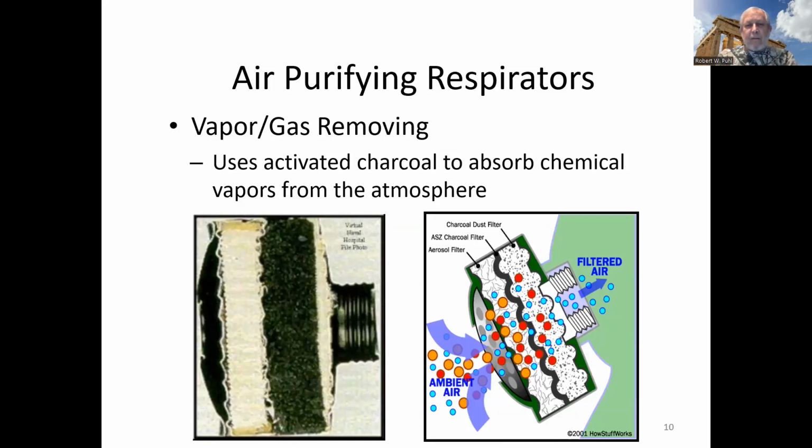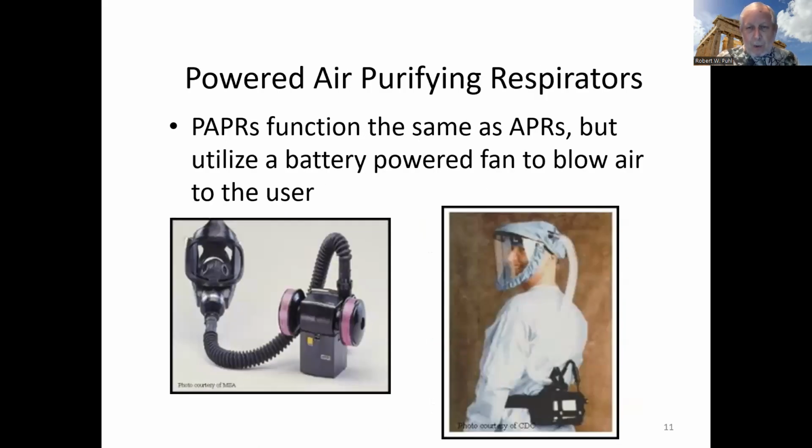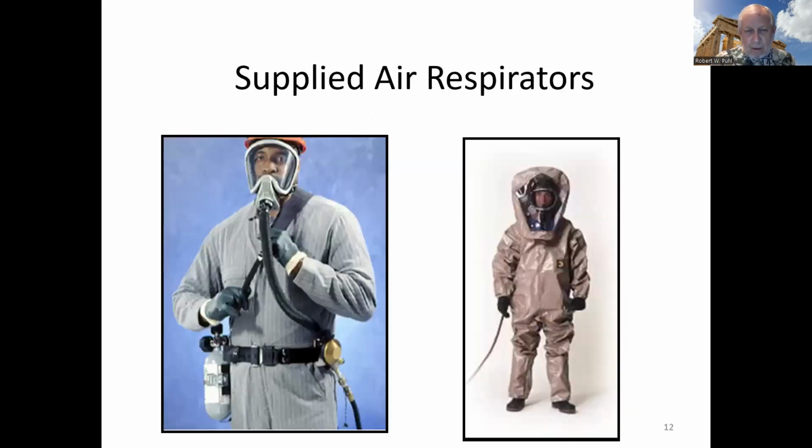They also have some vapor or gas removing types, which use activated charcoal to absorb chemical vapors from the atmosphere. You can see a picture of an activated charcoal cutaway filter, and the one on the right, that picture's in your book too, where ambient air comes in and it gets filtered out, and then the air that comes in to you is in a lot better shape. Powered air purifying respirators function the same as APRs, but utilize a battery-powered fan to blow air to the user. So you get some air.